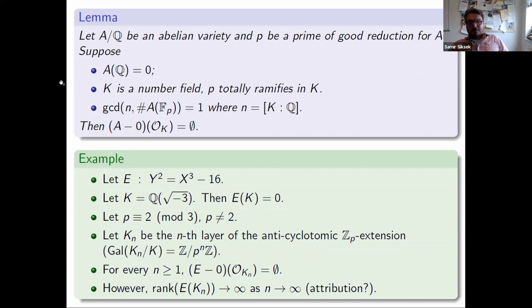And what you can show by a small modification of this is that for every layer, the set of integral points on the punctured elliptic curve is empty. This would be true also if you were working with cyclotomic Z_p extensions. But for the cyclotomic Z_p extension, the Mordell-Weil rank stabilizes very quickly. For the anticyclotomic extension, it grows very quickly, something like p^n as n goes to infinity.